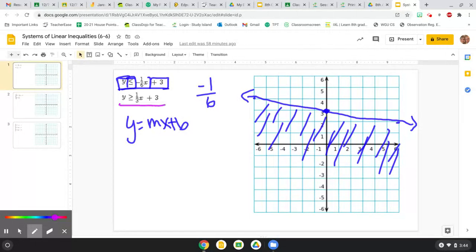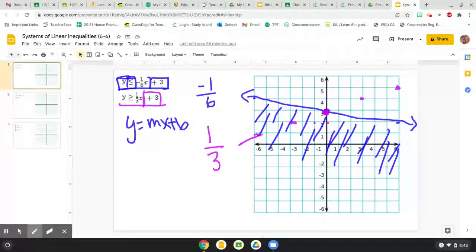Okay, so now I'm looking at this equation. Again, I'm starting with the y-intercept here, and it again starts at 3. But in this case, it's giving me a 1/3 for my slope. So I'm going up 1, to the right 3, up 1, to the right 3. I can also go from that y-intercept and go down 1 to the left 3. Okay, so I'm going to connect that.